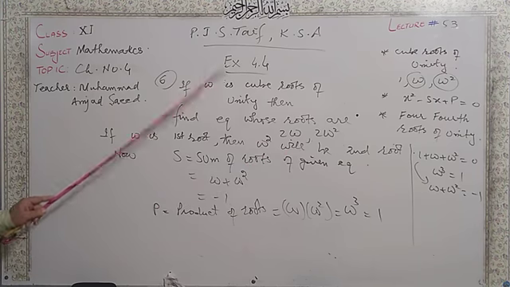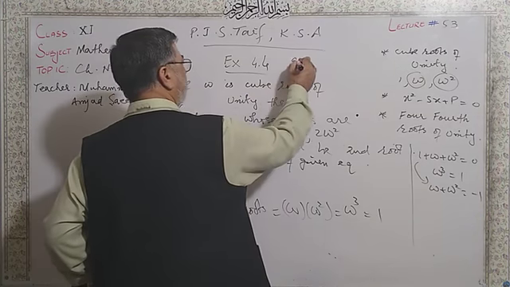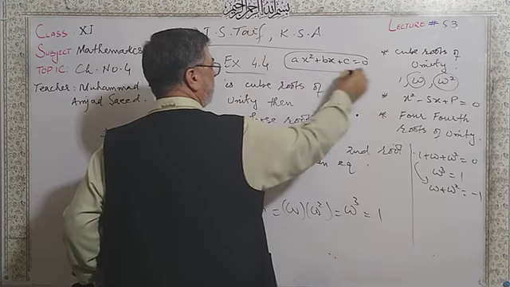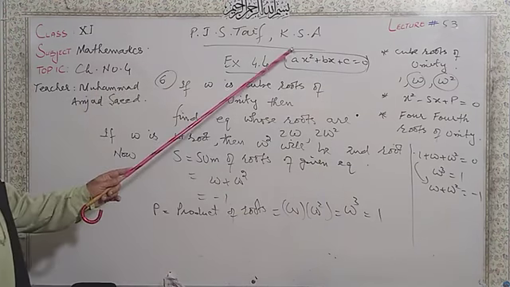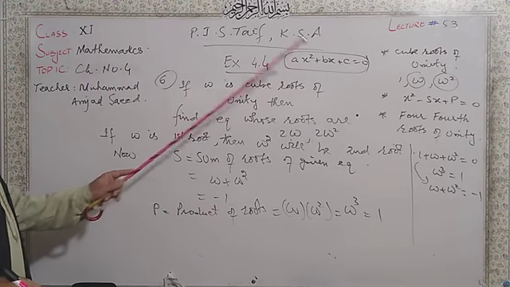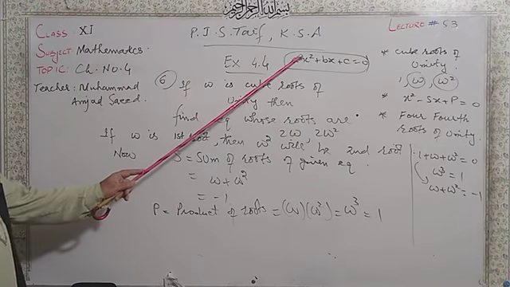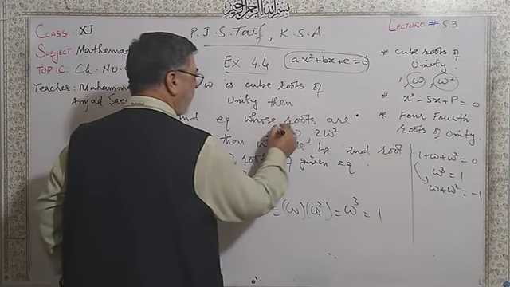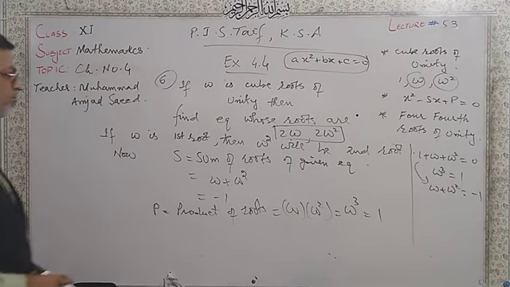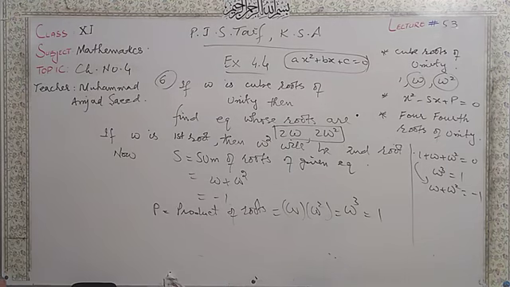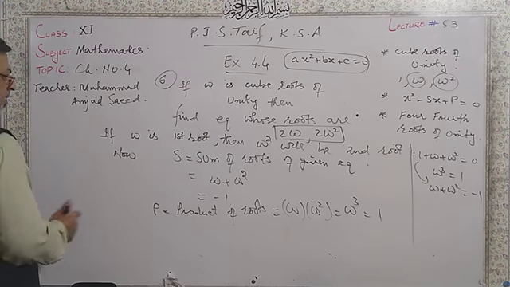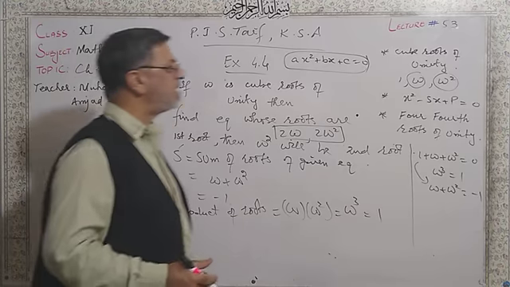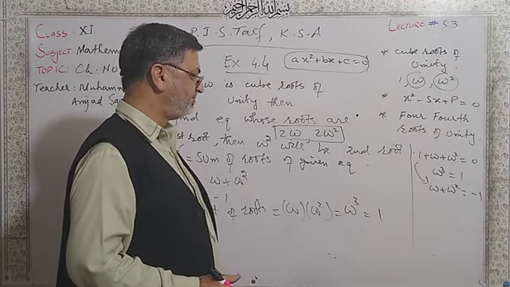That was the original equation. What was the original equation? Ax square plus bx plus c is equal to 0. This was the original given equation whose two roots are omega and omega square. But these are the roots of the required equation. So it is better to write S dash and P dash so that we can make some difference between S and P.